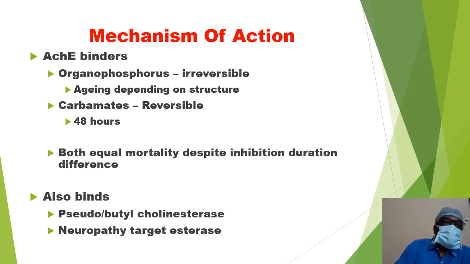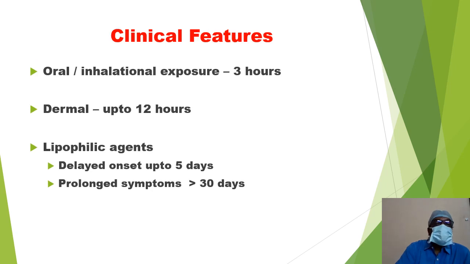Coming to mechanism of action. All organophosphorus compounds are acetylcholinesterase binders. Carbamates bind reversibly for almost 48 hours, and organophosphorus most of the time bind irreversibly. But despite the difference in duration of inhibition, both have equal mortality. They also bind pseudocholinesterase or beta-cholinesterase and also neuropathy target esterase.